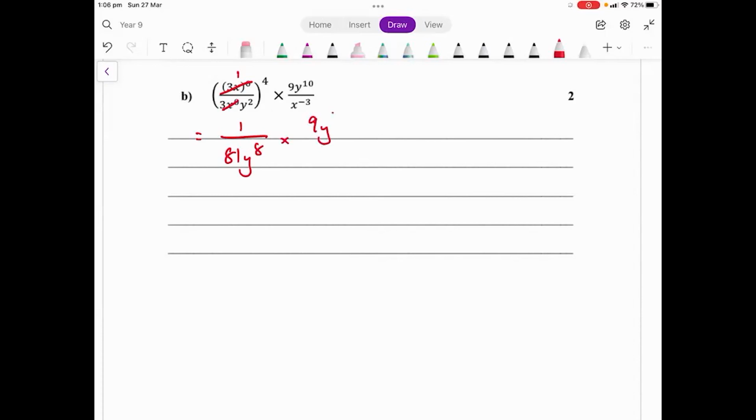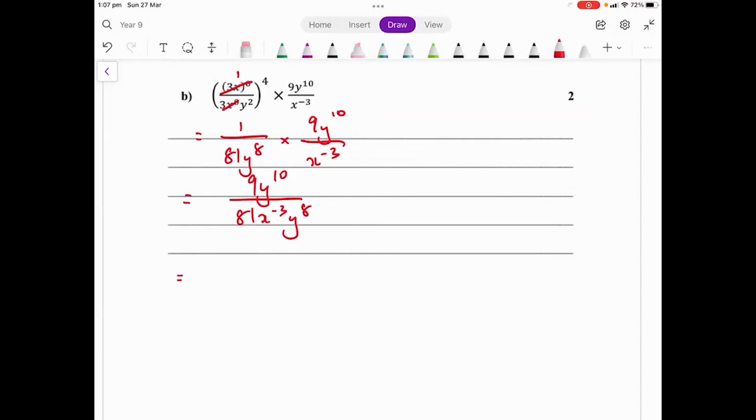Then I'm going to combine those fractions by doing my multiplication first. So I get 1 times 9y to the power of 10. That's just 9y to the power of 10. On the denominator, everything's different, so I write it all together, and it becomes 81 x to the power of minus 3, y to the power of 8. Finally, I'm going to simplify all of that. 9 over 81 becomes 1 over 9.